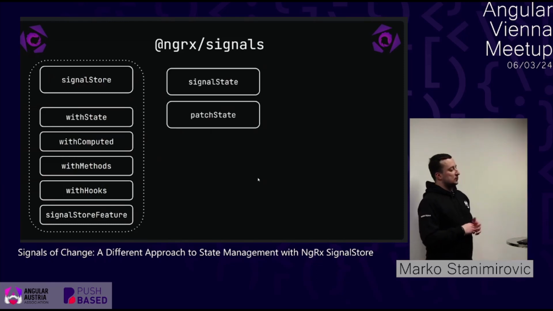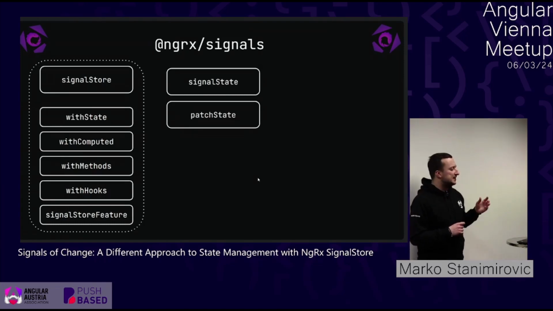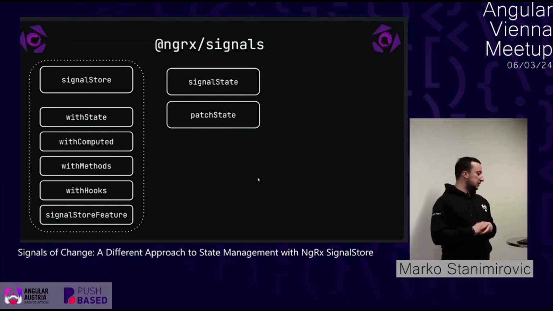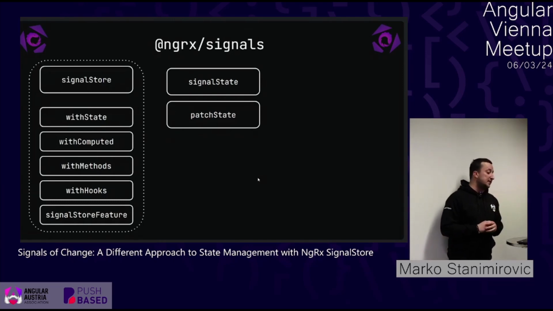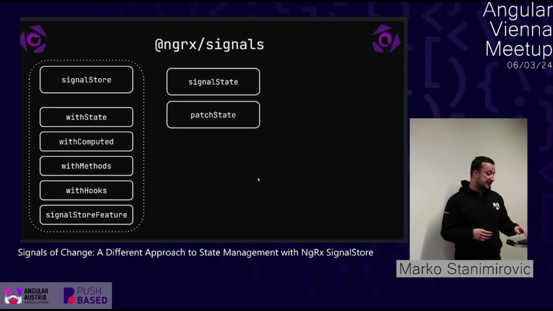In addition to SignalStore, there is also a function called signalState, and signalState is a lightweight version of SignalStore. In addition to signalState, there is also a patchState function, and you can guess based on the name, right? By using the patchState function, we can update the state of the SignalStore, but we can also use it to update the state of the signalState as well.